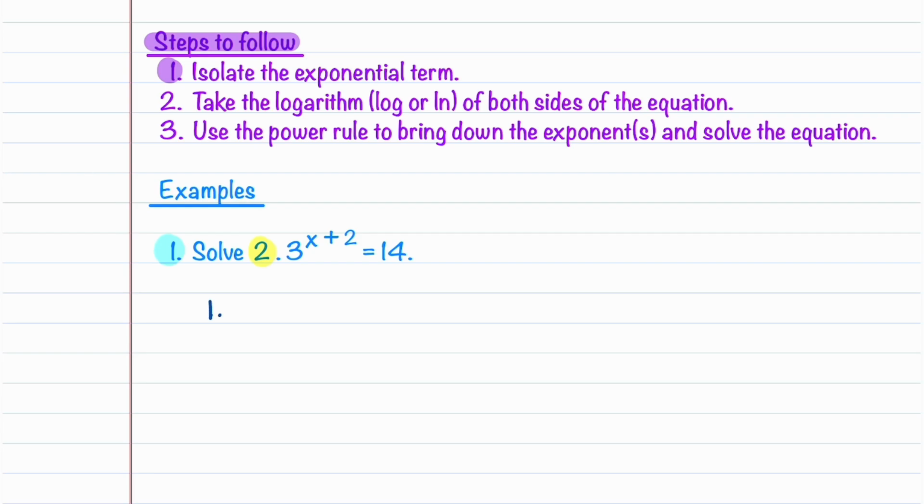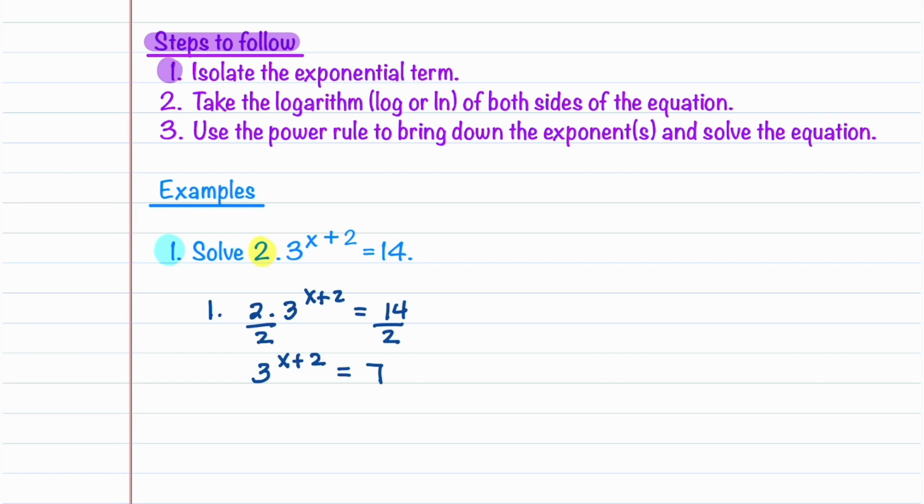So let's go ahead and do that. We have 2 times 3 to the x plus 2 is equal to 14. And we're going to divide both sides by 2. And that gives us 3 to the x plus 2 is equal to 7. So our exponential is isolated all by itself.